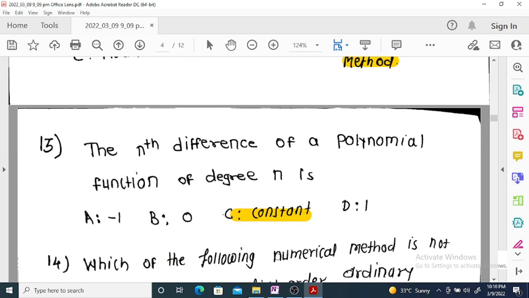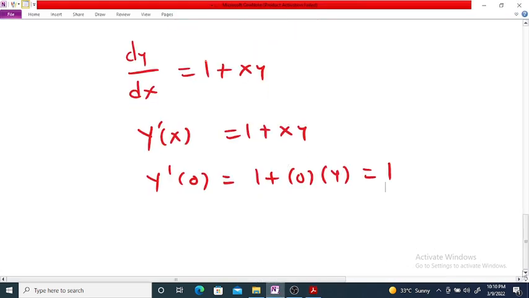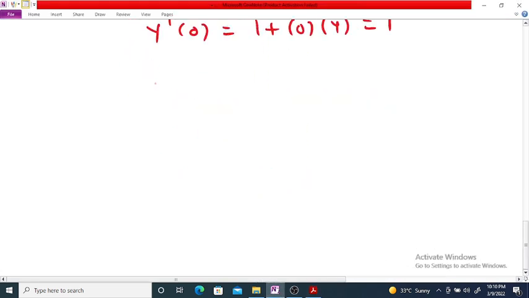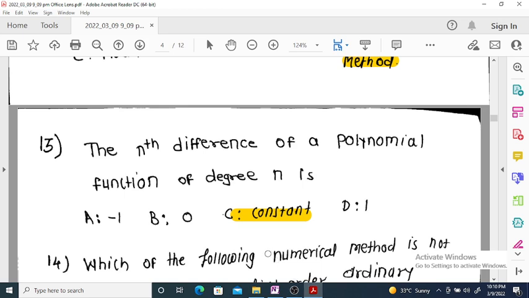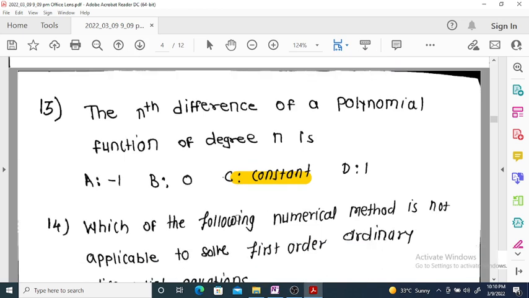The nth difference of a polynomial function of degree n is what? Constant. We know that, for example, if we take f of x is equal to x, and apply the first forward difference delta f of x, that is f of x plus h minus f of x. So this is nothing but x plus h minus x. So you can see here the first forward difference is h, which is nothing but a constant. Similarly you can extend the formula, and you will get that the nth difference of a polynomial of degree n is constant.